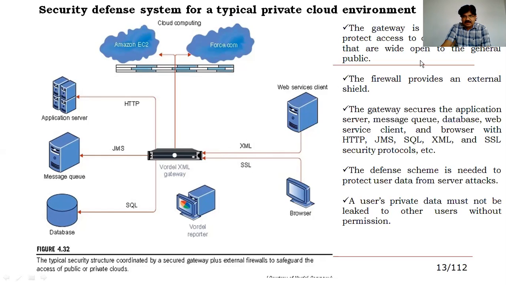That means the gateway is fully secured to protect access to commercial clouds that are wide open to the general public. The firewalls provide an external shield here. The gateway secures the applications like a server, a message queue, a database, a web service, and browsers, through HTTP, Java Message Service, Structured Query Language, Extensible Markup Language, and Secure Socket Layer protocols, etc. The user's private data must not be leaked to the end users without permission.